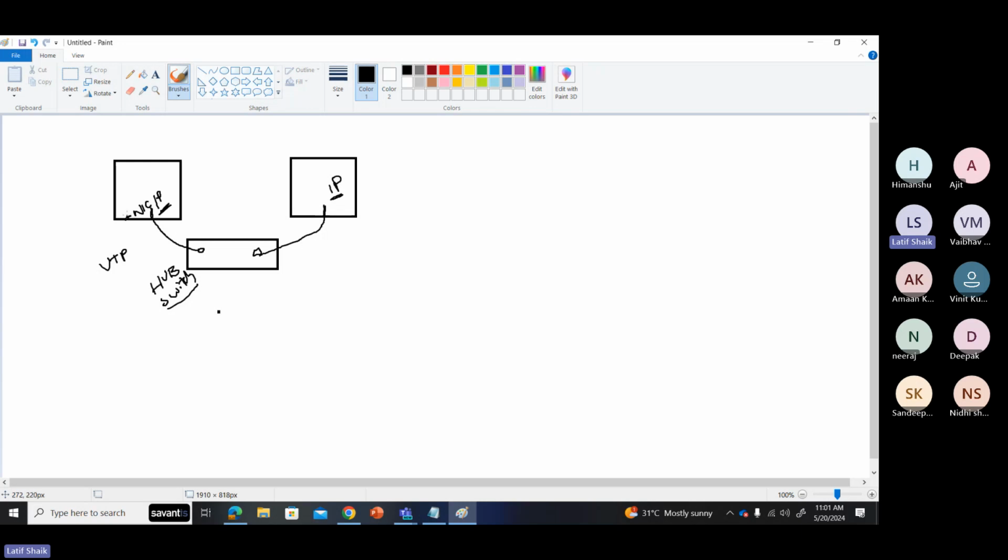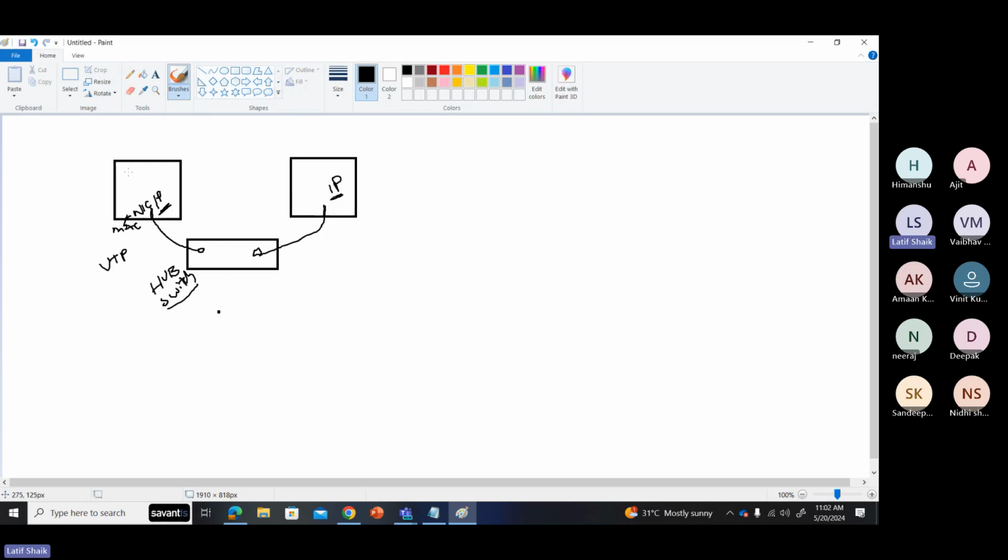Of course, these NICs have MAC addresses, but that is for a different purpose. Of course, the MAC address is there, but we are not directly communicating with the MAC address. With the MAC address, we cannot divide our network logically. So we need an IP address.